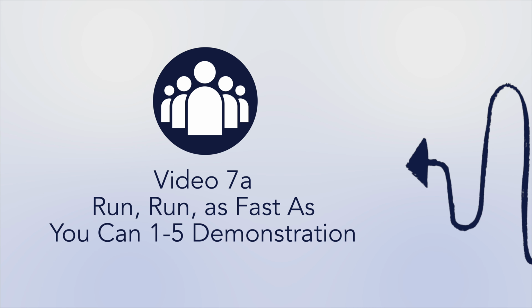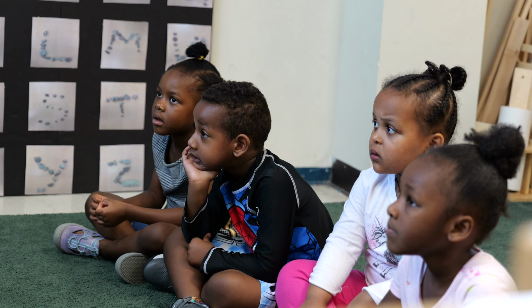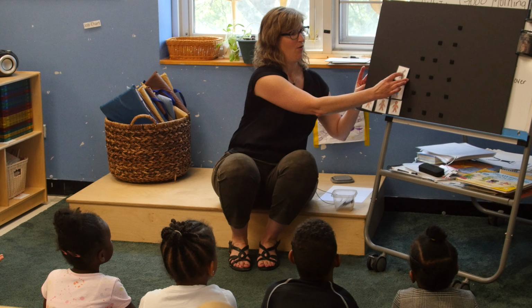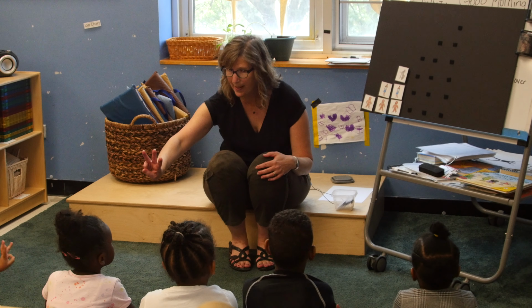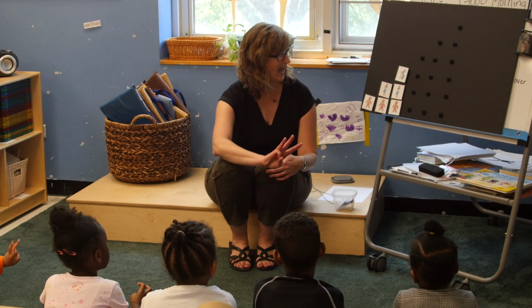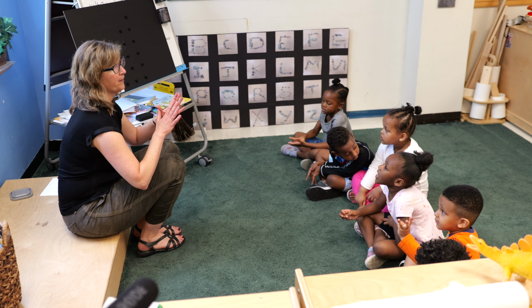Welcome to video 7A. Run as fast as you can, 1 through 5 demonstration. This large group activity uses a classic children's story to draw attention to the sequential relationships embedded in our number system and allows children to meaningfully pair numerals with visual representations of quantities 1 through 5.